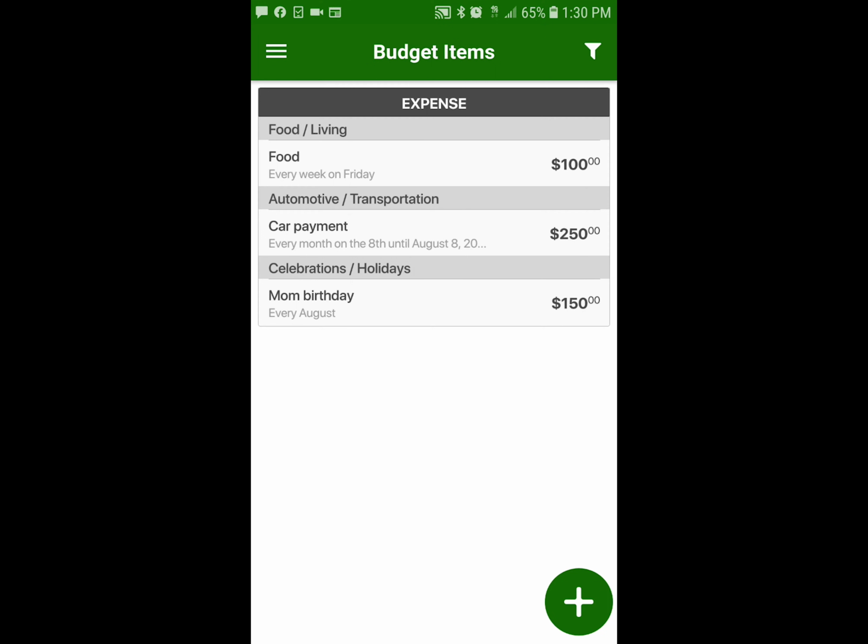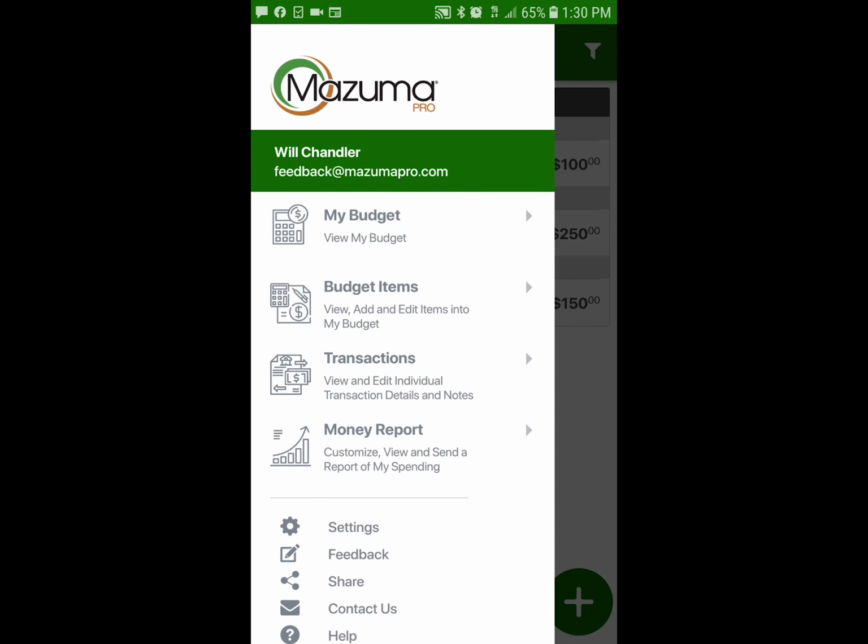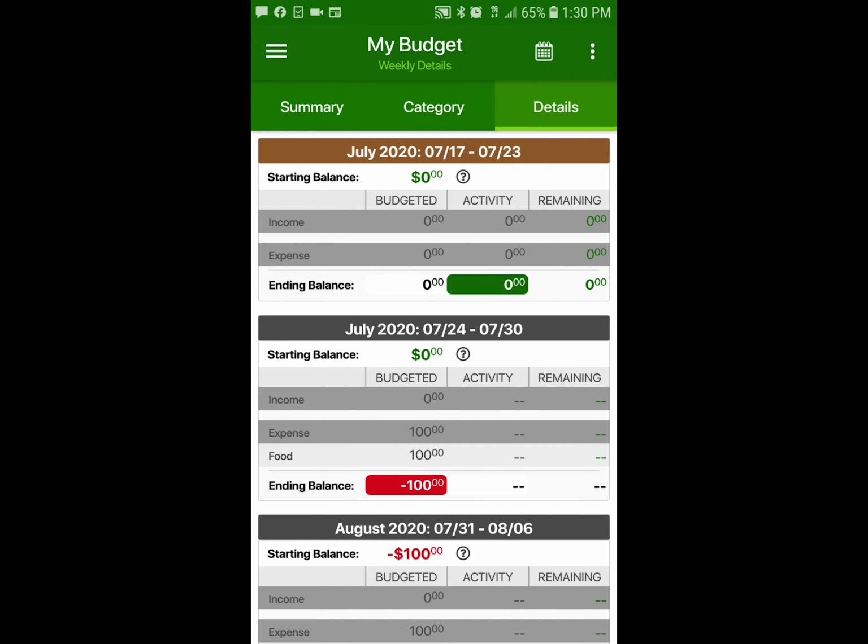So we're just going to tap the three horizontal line hamburger menu button there, and it's going to pull up the main menu. There it is. Then you're going to select My Budget. That will allow you to view your budget. There, it pulls up the My Budget screen.